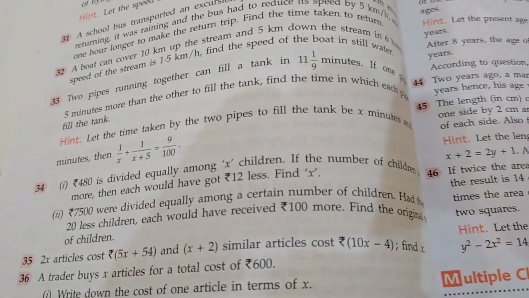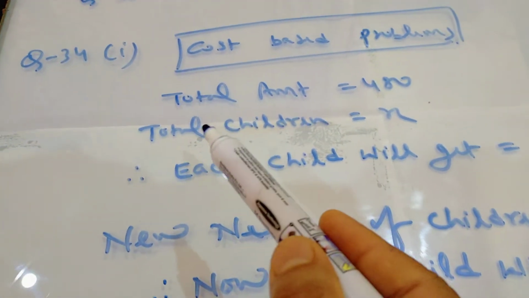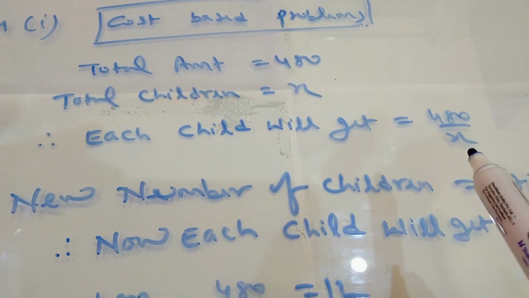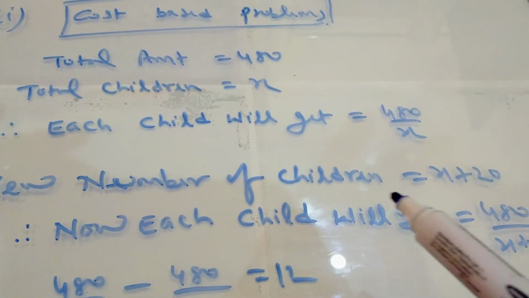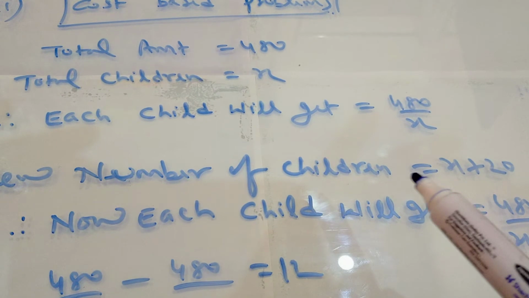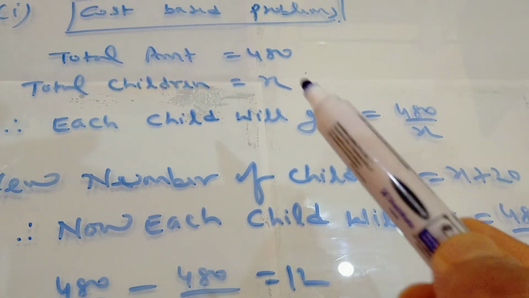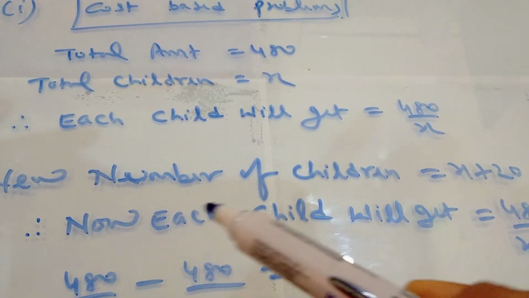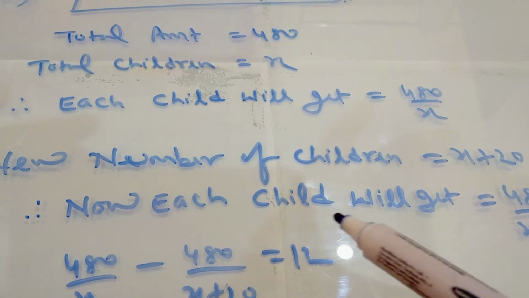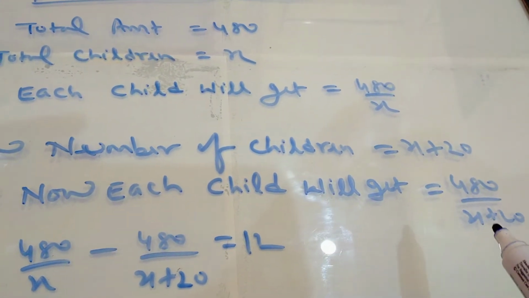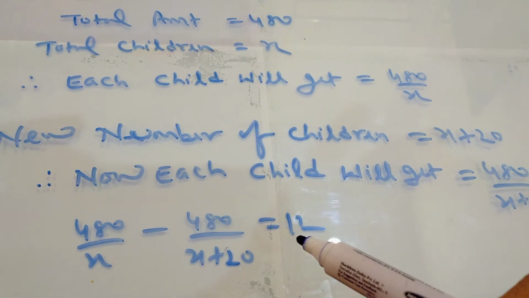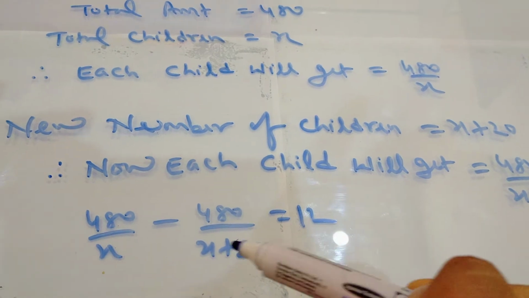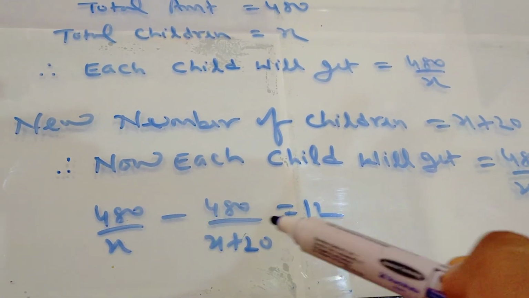So look at here. So student, we have total amount 480. Total children we have x. Each child will get definitely 480 upon x. New number of children we have, it is x plus 20. It is given that if we increase 20 students more, means earlier it was x children, now the new number of children is x plus 20. Definitely this time each child will get 480 upon x plus 20, and they have given the difference of 12 rupees, means old value of each child minus new value of each child is 12 rupees. So this will give the quadratic equation to us.